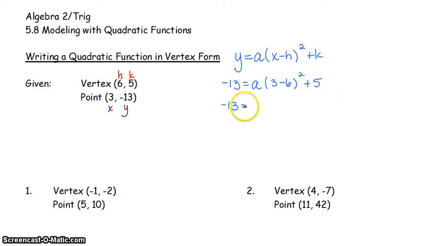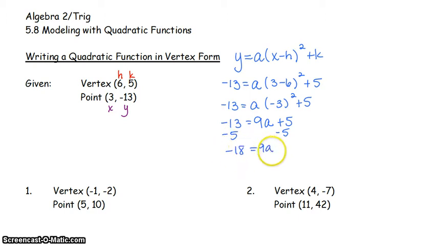So we're going to simplify, making sure that we're staying true to order of operations. 3 minus 6 is a negative 3. And then we're going to square that negative 3. Be careful. Make sure that you square the negative. A negative times a negative is going to give us a positive 9a. That number is being multiplied by a, so 9 is the coefficient. If we want to solve for a, we subtract 5 from both sides. A negative 18 equals 9a. Divide by 9. And our only value we didn't know, we now know. a is a negative 2.